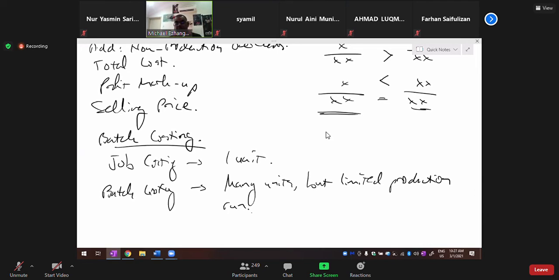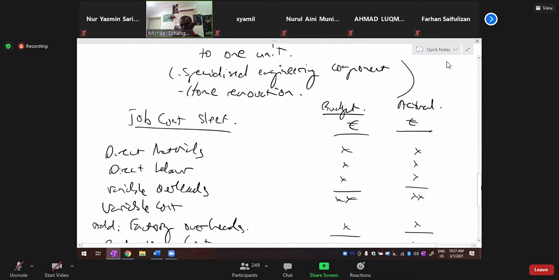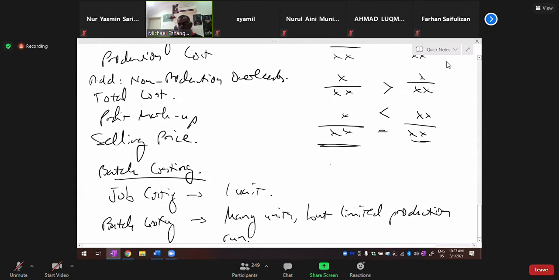Can you follow? Right, that's batch costing. What is the costing method? The costing method is the same as this job cost sheet, but if you're doing it for batch, then batch. So for job, listen, for job, you do the same thing, right?